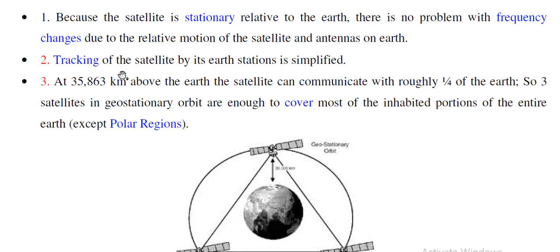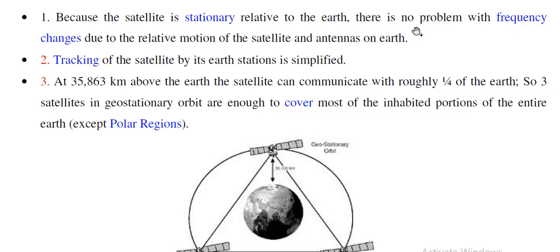So these are some advantages of the geo satellites. The first advantage: they are stationary relative to the Earth, which means if we take the relative speed compared to the Earth, we'll find it zero, which means that the satellite doesn't move. And here, tracking the satellite will be easy because the satellite doesn't move relative to the Earth.